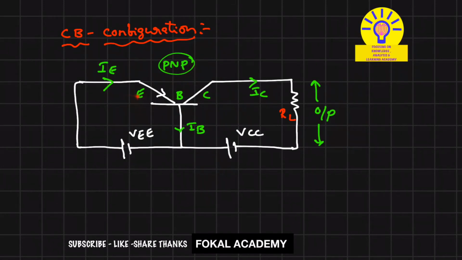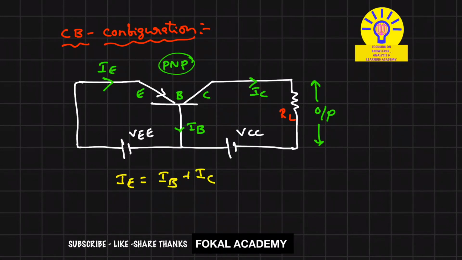So this is the emitter current entering the emitter. At this node, this total current was divided into two parts. That is, one is collector current and another is base current. So it was mathematically represented as emitter current equal to base current plus collector current.